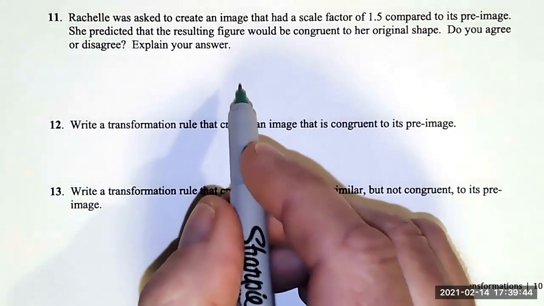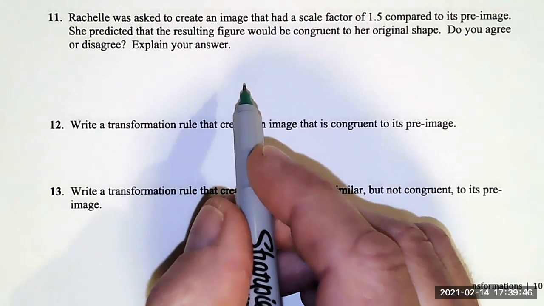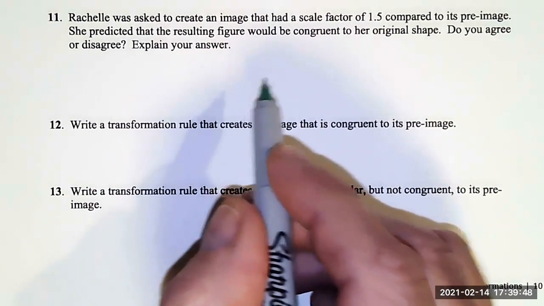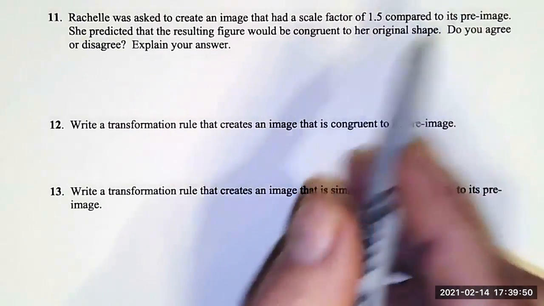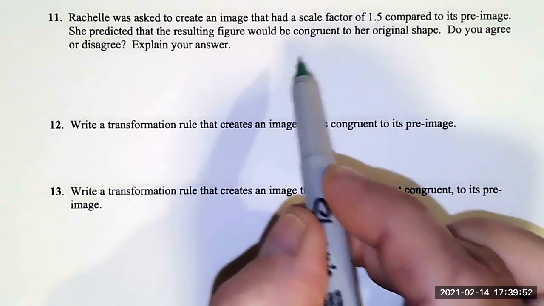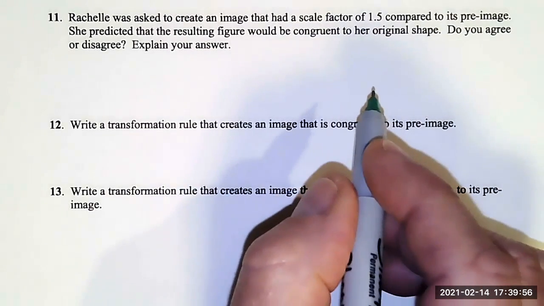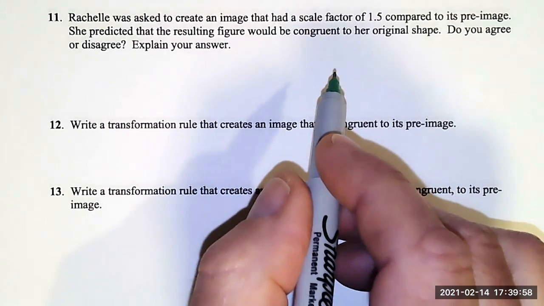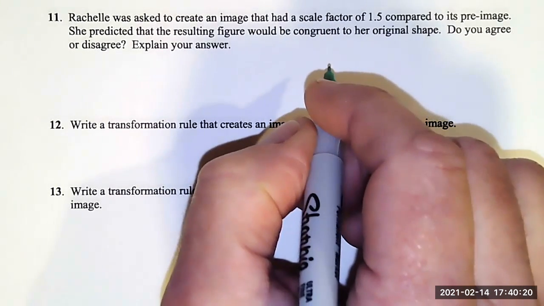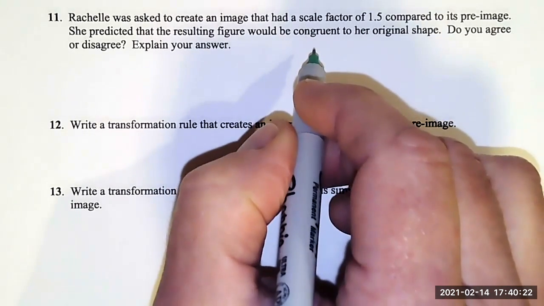In number 11, Rachel is asked to create an image that has a scale factor of 1/2 compared to its pre-image. That means it's going to be 1.5 times larger than the pre-image. This is an enlargement, and therefore it's a dilation. It will be similar, but it will not be congruent.